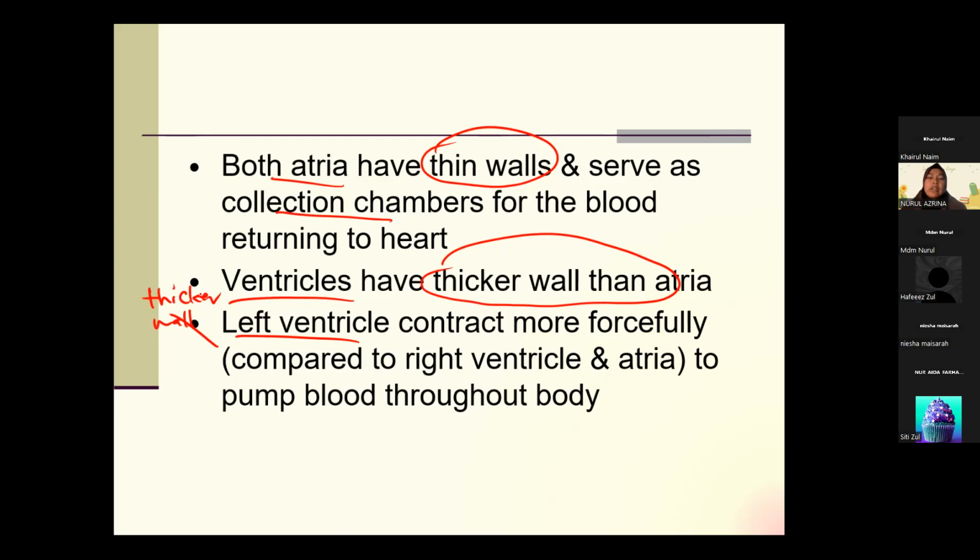Why? Because it contracts forcefully, as the blood needs to be pumped to the rest of the body. The left ventricle pumps the blood to the rest of the body, so the blood pressure should be very high. That's why the wall of the left ventricle is thicker compared to the right ventricle.